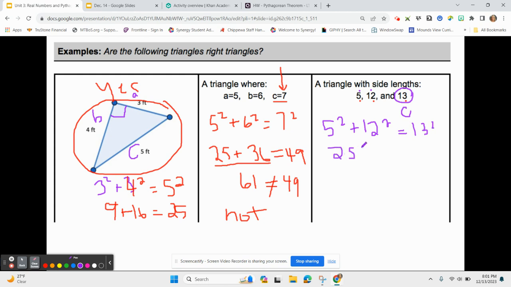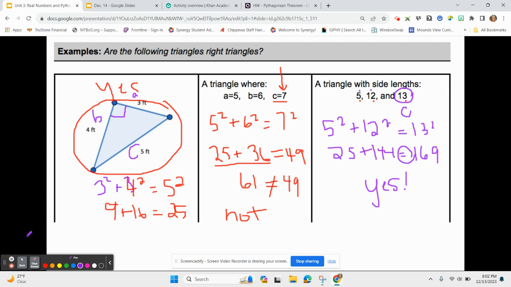25 plus 144, you got it, is exactly 169. So these are equal? Yes, it is a perfect right triangle. So today you're going to be doing investigating. You are going to check, does it work? Does it not work? That's part of your work today.